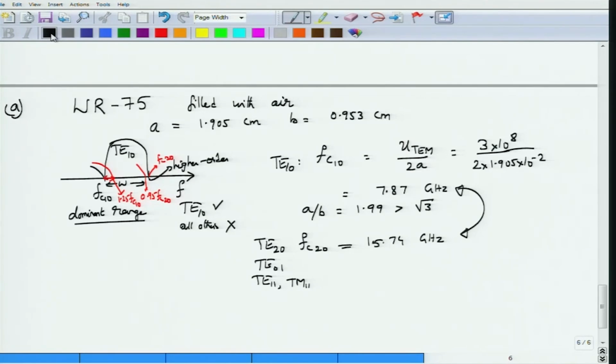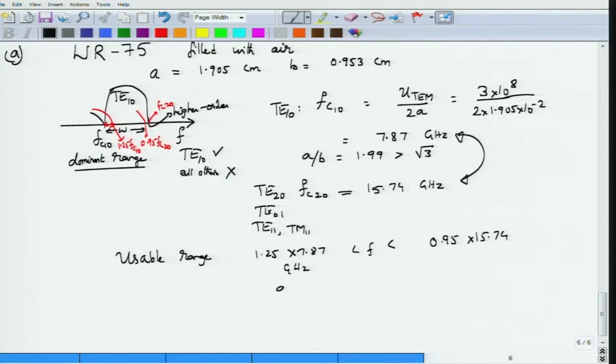The usable range for this waveguide is chosen in such a way that you are just above the cutoff frequency, so that your frequency components are not getting attenuated because of the lower order, and you are not getting cut off because of the next higher order mode. So if you calculate the usable range, it would be 1.25 times 7.87 gigahertz, to 0.95, 5% less than the next higher order mode, which is 15.74 gigahertz, and numerically these values turn out to be 9.84 gigahertz to 15.35 gigahertz.